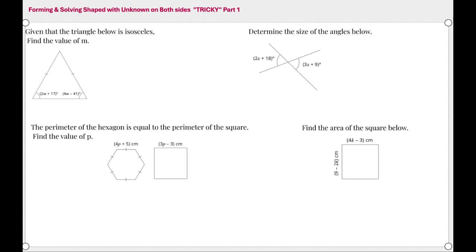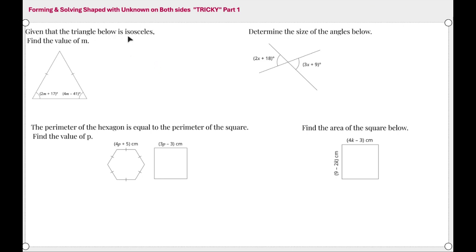Hi guys, this is forming and solving shape equations with the unknown on both sides. I've called this part 1 tricky because if you're on a foundation, this is going to be tricky. If you're on a higher, probably not. But I'm going to leave it as tricky.